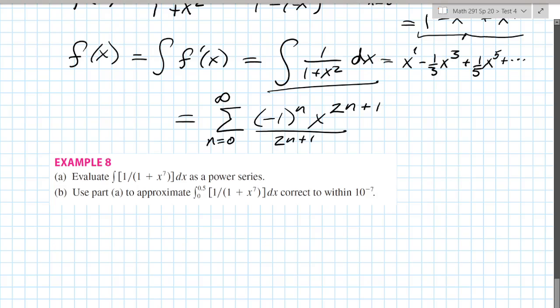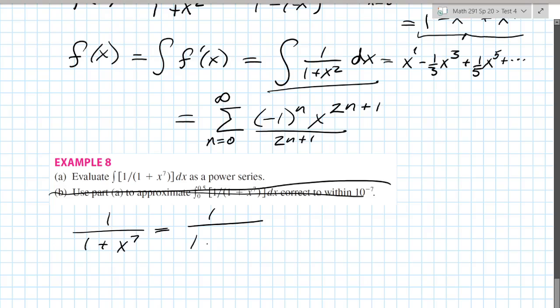The last example asks us to evaluate an integral as a power series, and I don't really care about part B. So the first thing we need to do is write this as an infinite sum. So we'll do what we've done a couple times now. 1 minus negative x to the 7, like so. So then this becomes the sum of negative x to the 7 to the n from 0 to infinity.